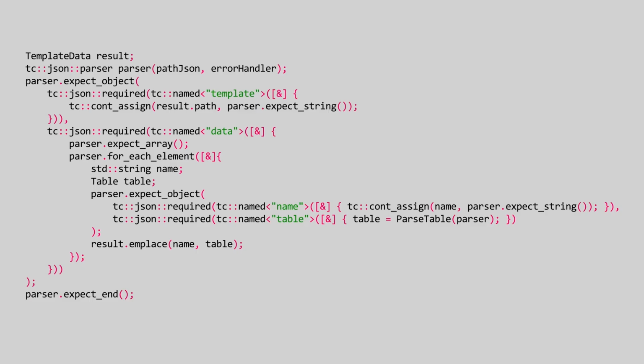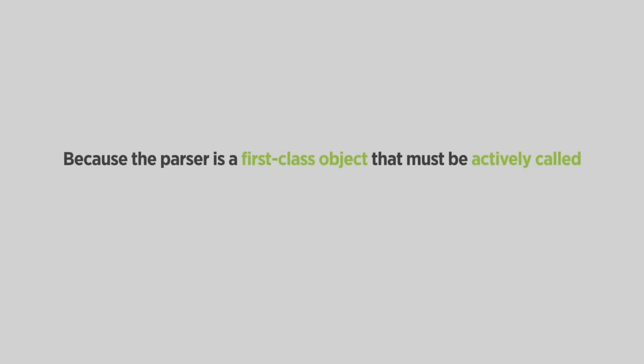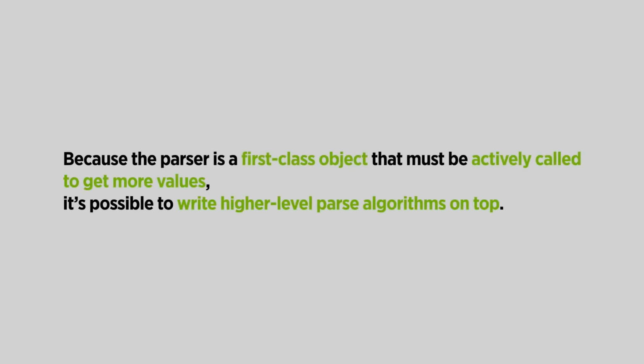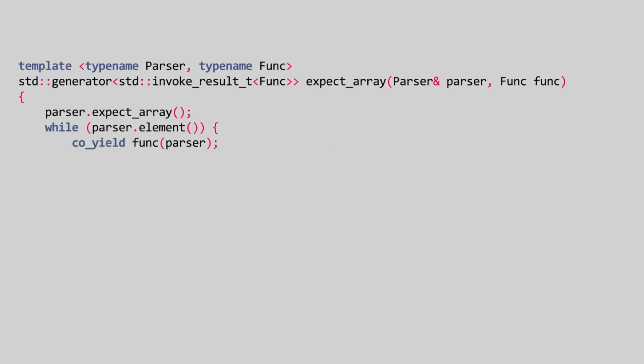The resulting interface is very convenient to use and heavily optimized. For example, we use SIMD to parse strings. Because the parser is a first-class object that must be actively called to get more values, it's possible to write higher-level parse algorithms on top. For example, we can write a function that lazily parses an array of JSON values or creates a std tuple.